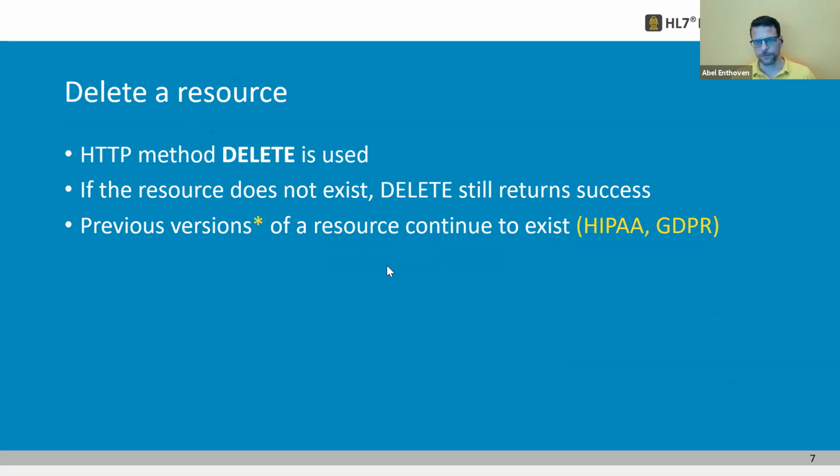Okay, so the next action is the delete action. If you want to delete a resource, you use the HTTP delete. If the resource does not exist, delete will still return success. That's very nice. You don't have to worry about that. What you do have to worry about is that previous versions of a resource, as you saw before, there are versions of a resource. The previous versions of the resource still exist. So, I mean, it's not a bad thing per se, but you have to think about that. If you think about regulation like HIPAA or GDPR, think about it. It's still there.